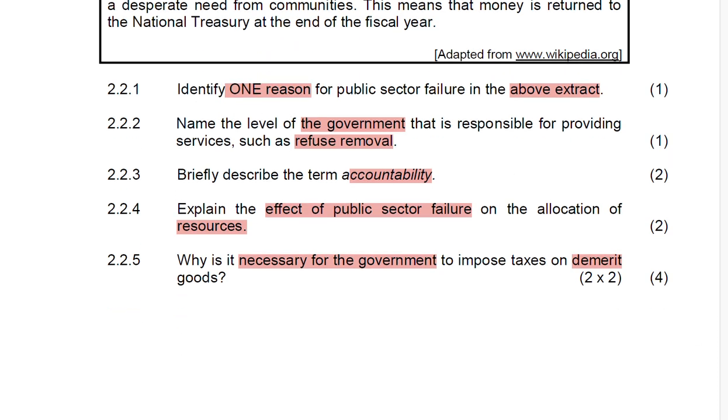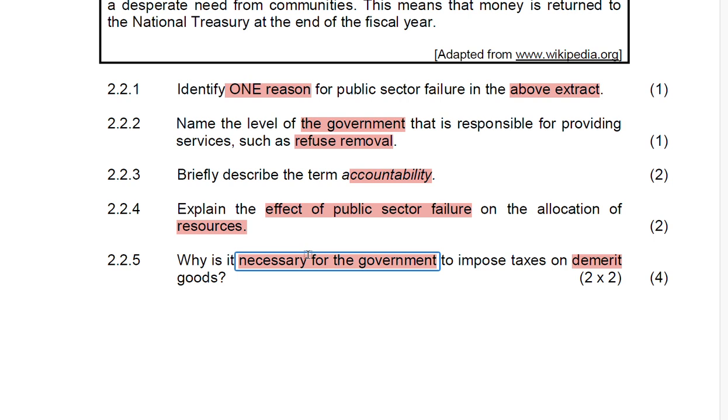Now, we need to answer the question that we've been asked. The government imposes taxes to make demerit goods more expensive in order to discourage consumers from buying them. So the main reason for government to impose higher taxes on alcohol and cigarettes is that they want to discourage consumers from consuming the products. What else? To recover the external costs that are caused by demerit goods to human beings and the environment.